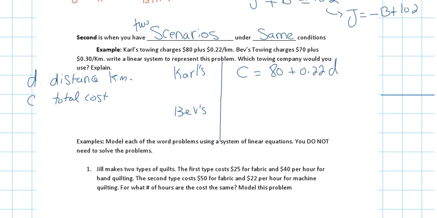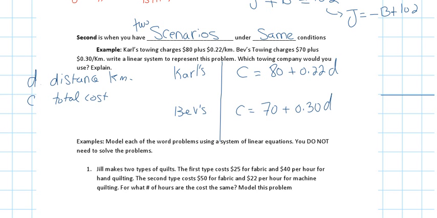Now, the second one, which is Bev's. What would it be? C equals 70 plus 0.30 times D. Perfect. Your cost, how much you're going to pay, is going to depend on how much you're going to drive.